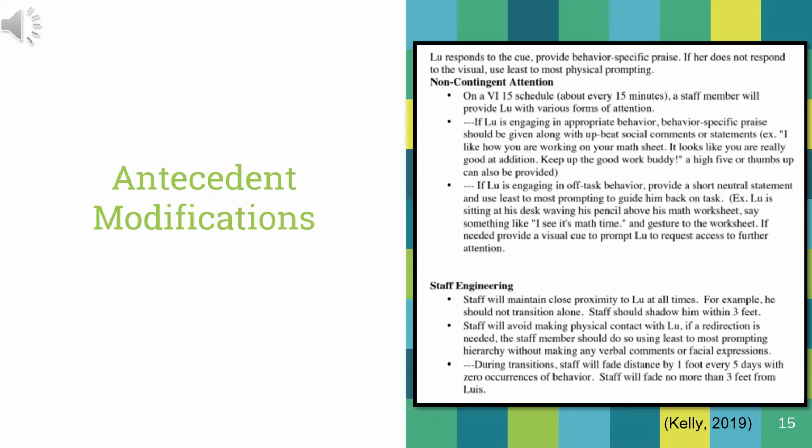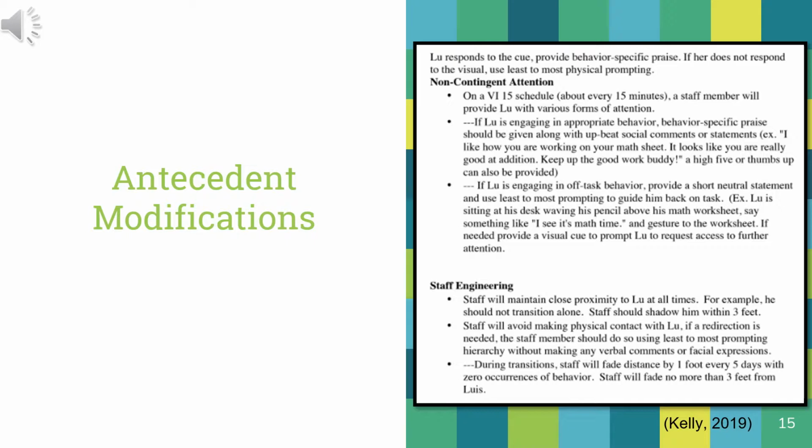The last antecedent modification they list is staff engineering. Staff will maintain close proximity to Lou at all times. For example, he should not transition alone. Staff should shadow him within 3 feet. Staff will avoid making physical contact with Lou.